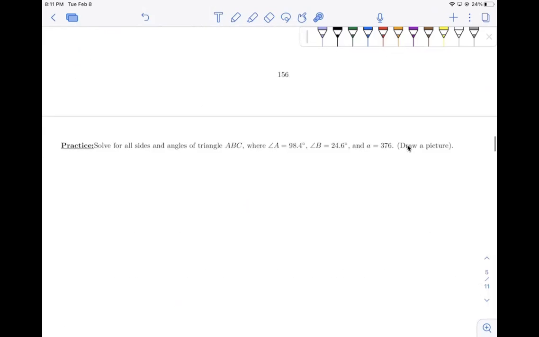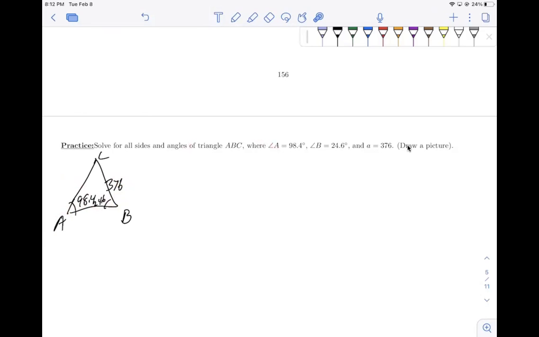So let's set up one more. We have angles A, B, C. Angle A is 98.4. Angle B is 24.6. And side A is 376 over here. So here we've got angle, angle, side again. I have side A and angle A. I have angle B, but not side B over here.